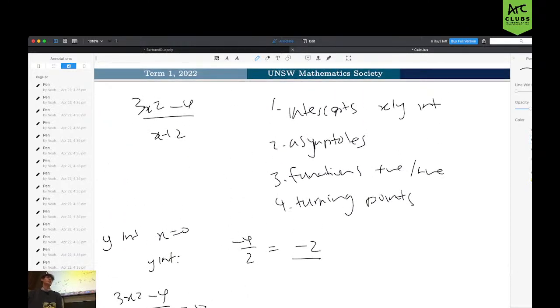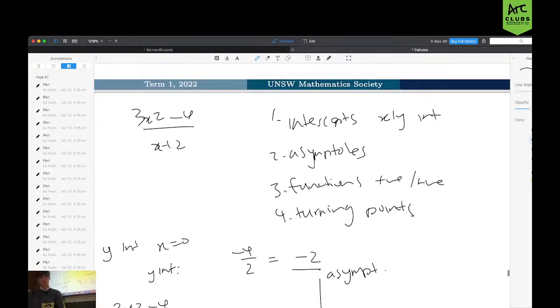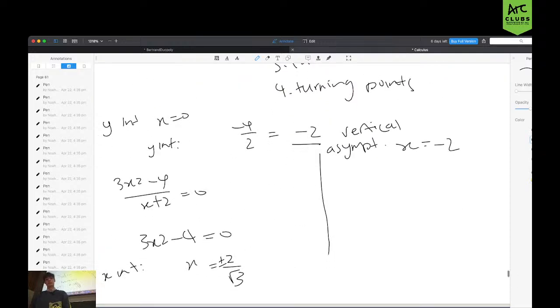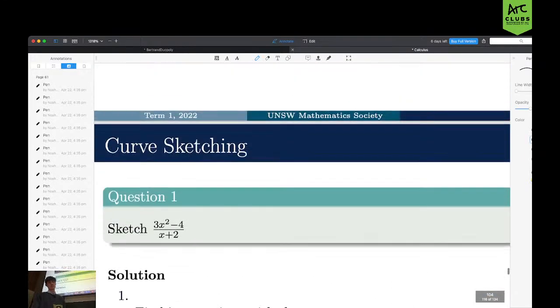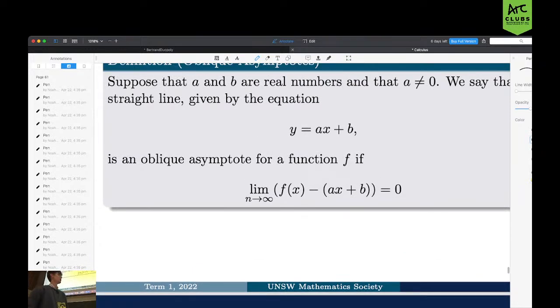Now let's go ahead and find our asymptotes. Well, clearly there's a vertical asymptote where the denominator is equal to 0, so x equals negative 2 gives us our vertical asymptote. Now what about oblique asymptotes? Remember this definition here. To find our oblique asymptote, it's just the same thing as seeing whether the function approaches a line in the limit as x approaches infinity.